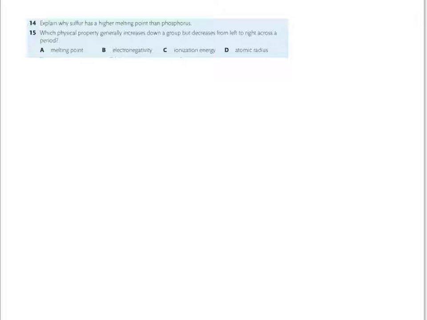Number 14, explain why sulfur has a higher melting point than phosphorus. So if I find phosphorus, it's in family 15, and sulfur is in family 16. And so when I look at typical bonding form, typically sulfur exists as S8, whereas phosphorus exists as P4, and they're both covalent bonds.